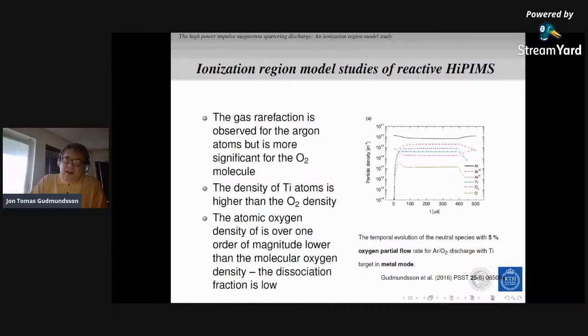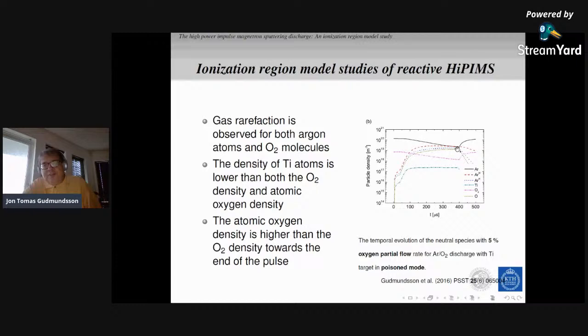In the case of poison mode, we see a much stronger rarefaction of the argon. We see now that the titanium density becomes the smallest density and is much lower than the O2 and O density. And now we see that the O density, the oxygen atoms, have a higher density than the O2. So now we see that the dissociation fraction of the oxygen is quite high in the poison mode. So we see that the chemistry of the discharge is totally different in poison mode than in the metal mode.